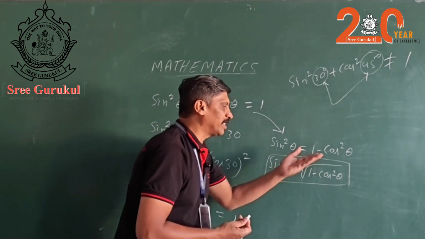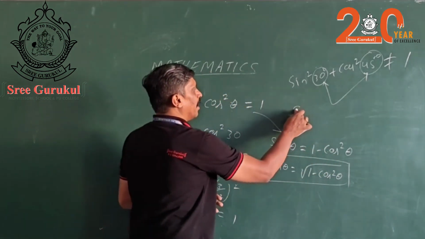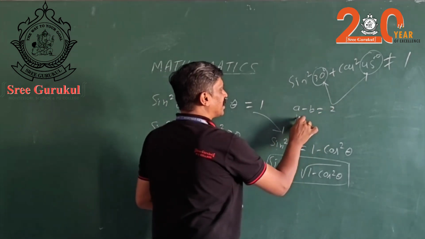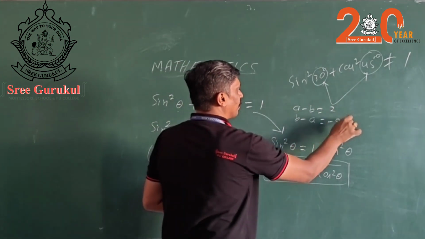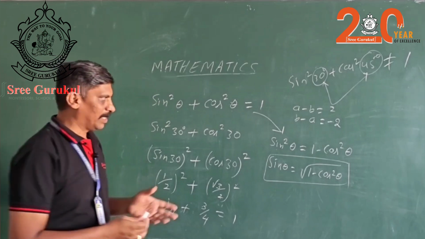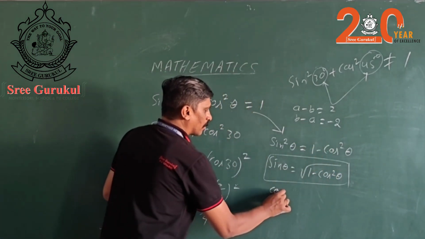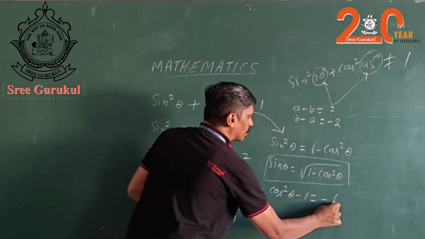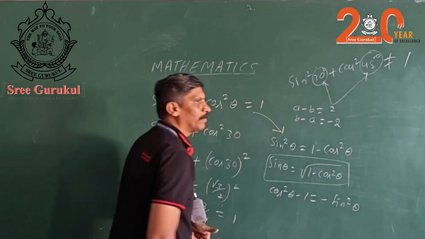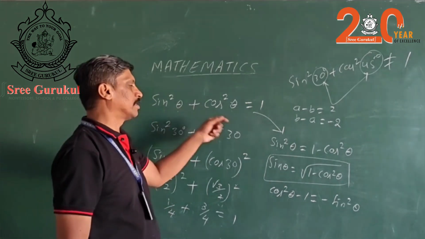So sine square is equal to 1 minus cos square. What is cos square minus 1? Suppose a minus b is equal to 2, then what is b minus a? Yes, minus 2. Similarly, 1 minus cos square theta is equal to sine square theta. Cos square theta minus 1 is equal to minus sine square. This is the application. Applications are very important in mathematics.